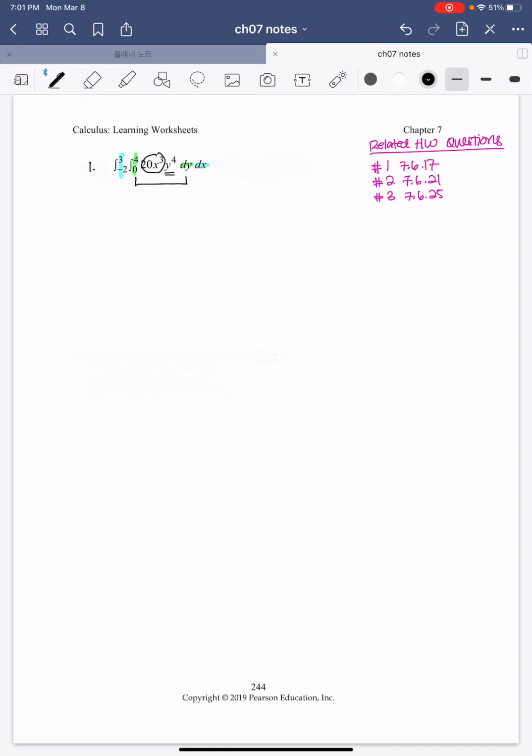So how do you integrate y to the fourth? Raise the power, divided by the new power. And you're going to have negative 2 to 3 for the x limits. This whole thing is constant. Now you can do this, but I sometimes like to write it this way, letting me know that the 0 and 4 we are plugging into the y term.